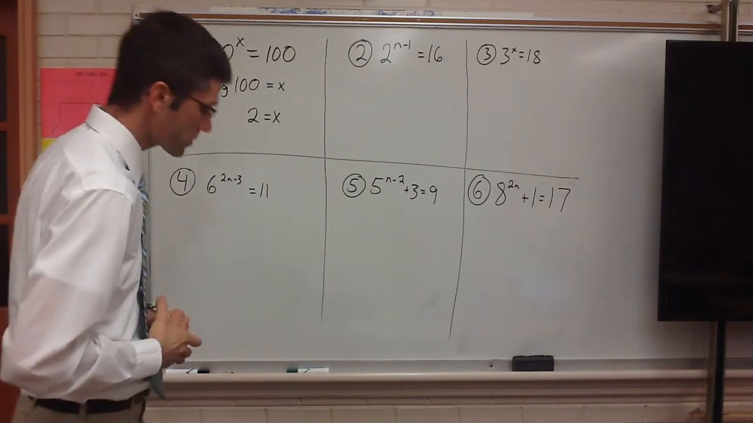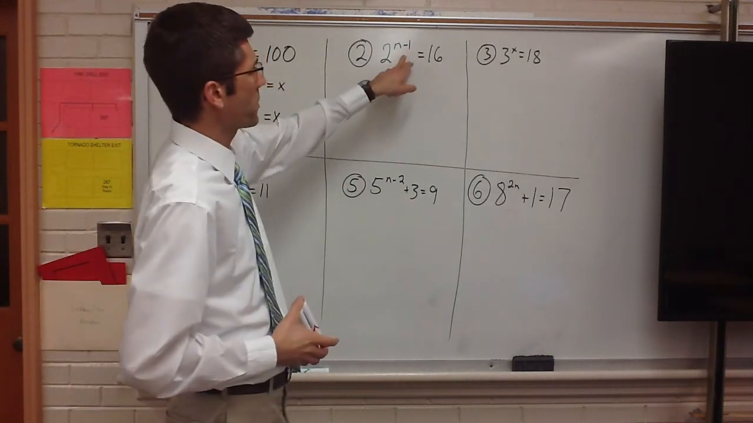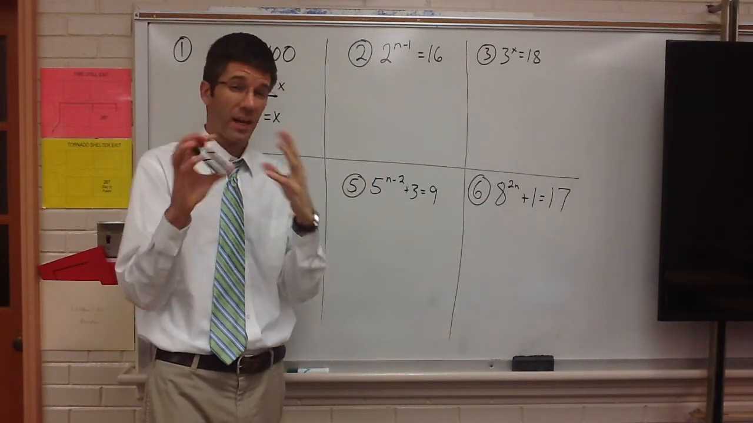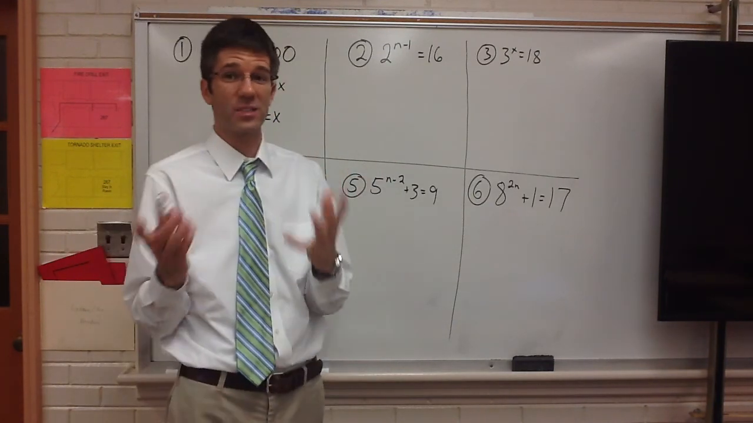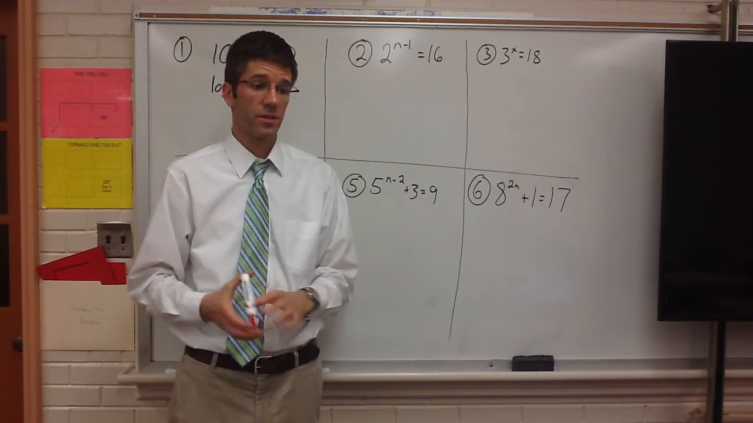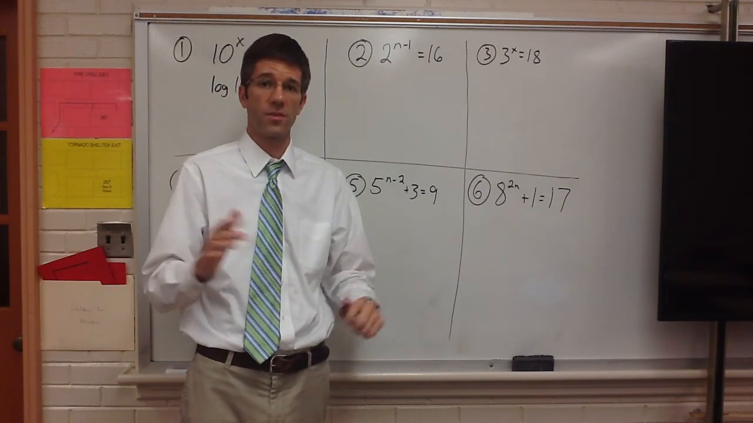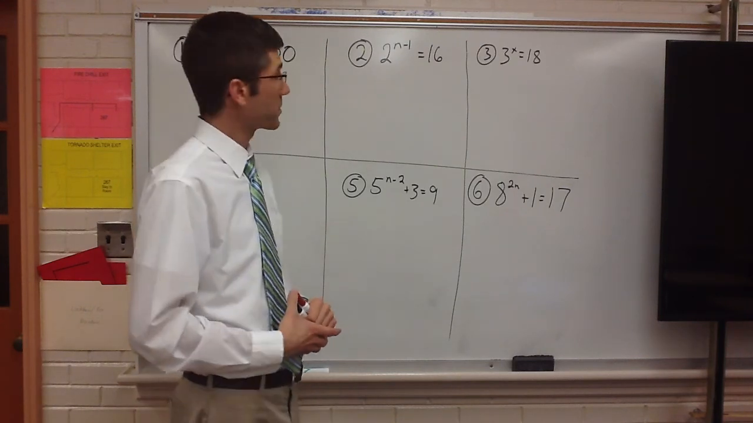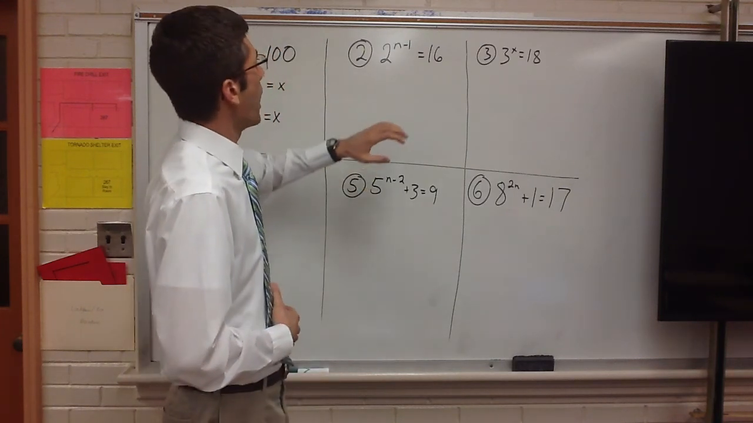Okay, here's number 2. 2 to the n minus 1 equals 16. Now, we can do this in our head, and actually I'm going to guide you through the process in your head, but this is the last one we'll be able to do in our head, unless you're a complete math genius that can do tons of stuff in your head. I'm not one of those myself. I can't do things in my head that are that crazy. But I can do this one.